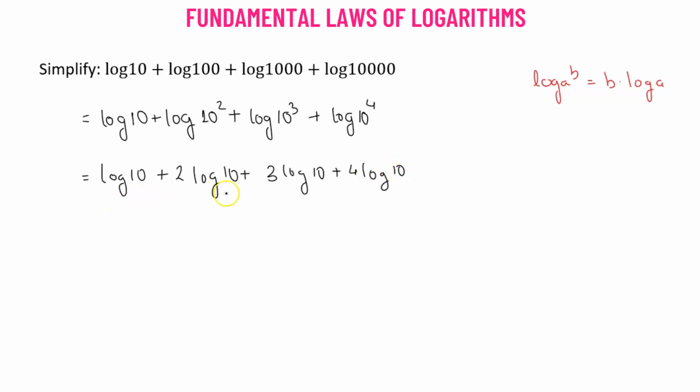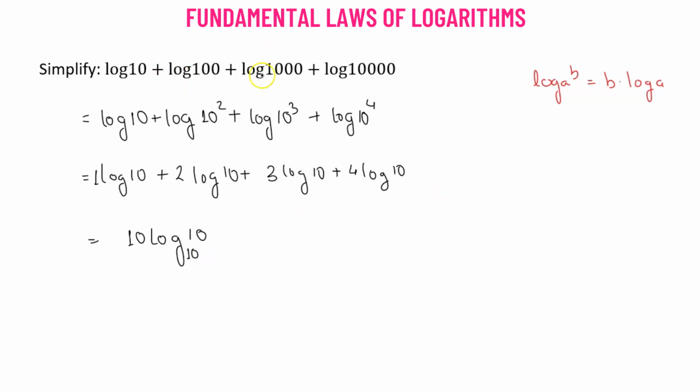Now all these four terms are equivalent, so that means we can add them up to give us, we have 1 log 10 plus 2 log 10, that will be 3 log 10. 3 log 10 plus 3 will give us 6 log 10 plus 4 log 10 will give us 10 times log 10. Now whenever the base is not given, it is assumed that we have a base of 10.